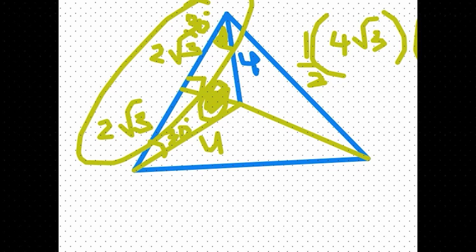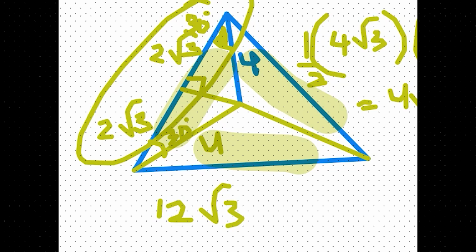This length, right? Which is 2. So answer is 4 root 3. This area is 4 root 3. So if you multiply by 3, 1, 2, 3, that will be the total area. 12 root 3. That is the process.